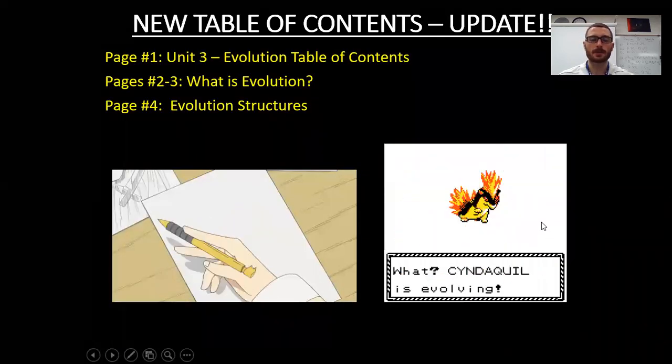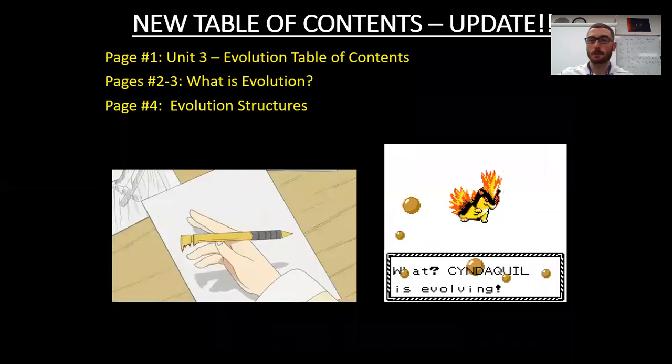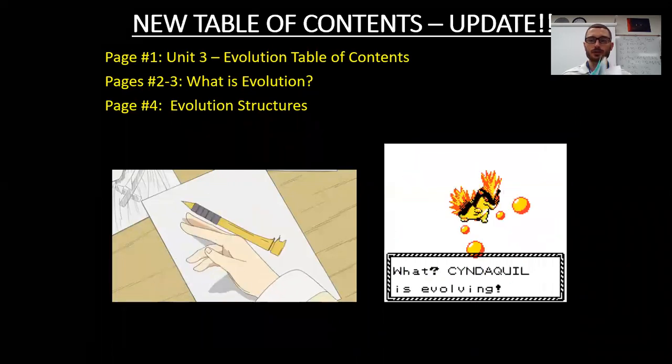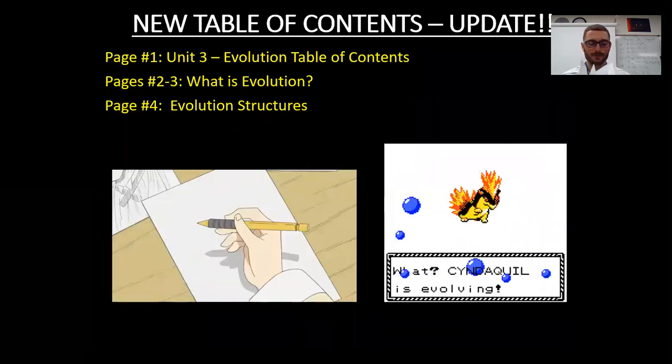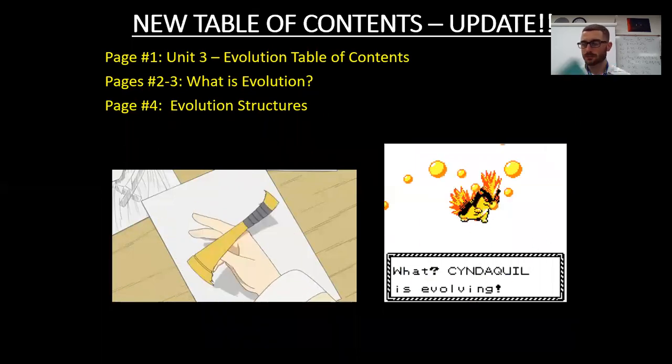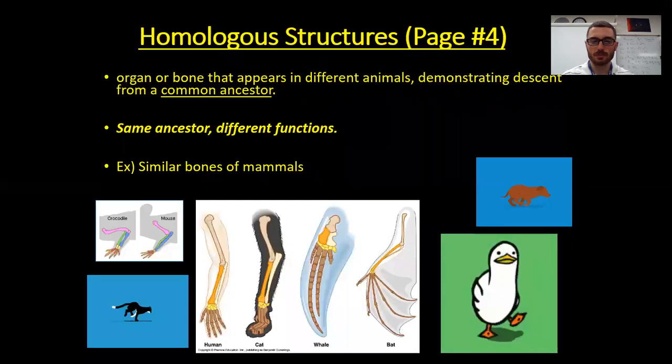All right, so go ahead, update your table of contents. Again, this is on page 1 of your notebooks. You should add page 4, evolution structures. Again, page 4, evolution structures. Okay, evolution structures. All right, so you guys should have moved on.